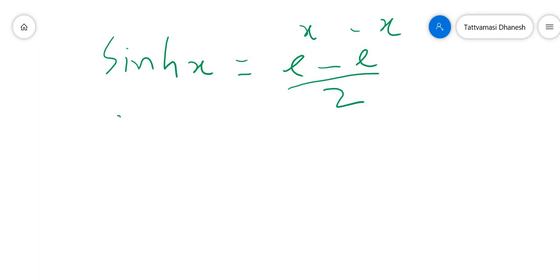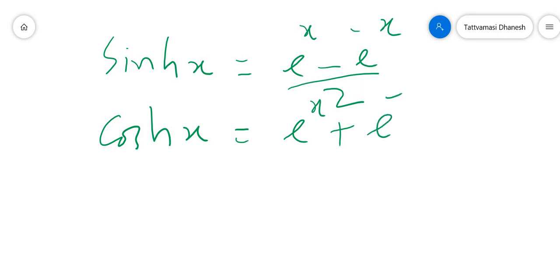If you want cosh x, it is e raised to x plus e raised to minus x, divided by 2. You learn this in your mathematics. So try to learn these equations. These are not complex equations, and they would help you in understanding artificial intelligence and machine learning algorithms and the maths related to artificial intelligence, machine learning, robotics, these technologies.